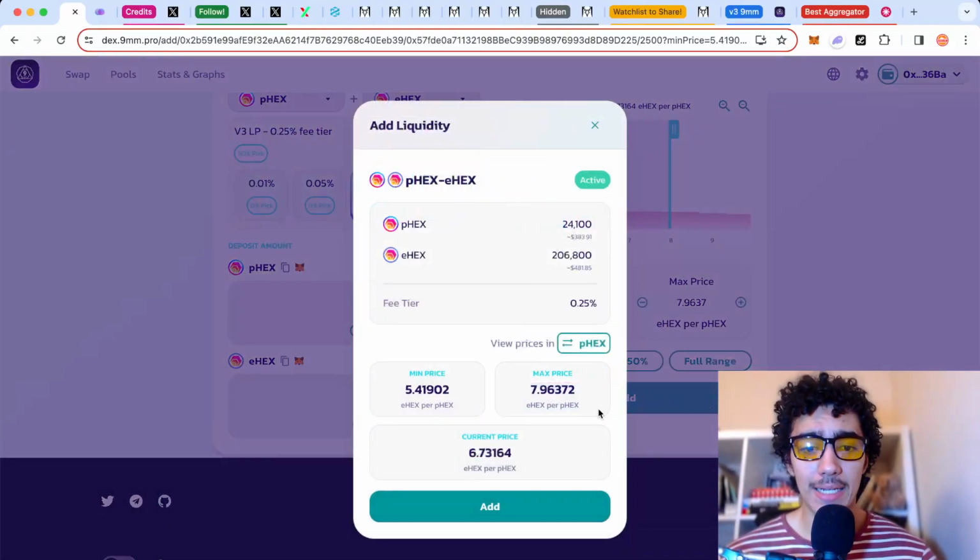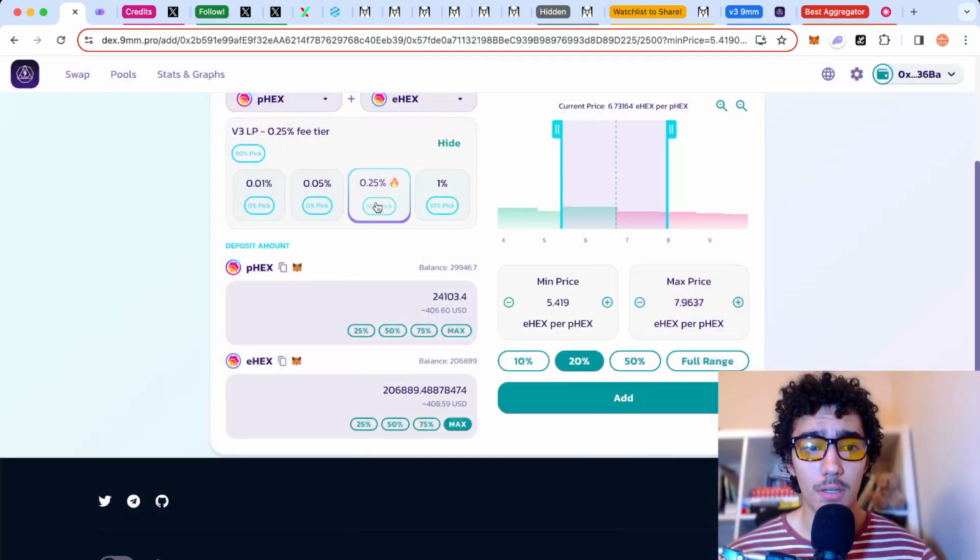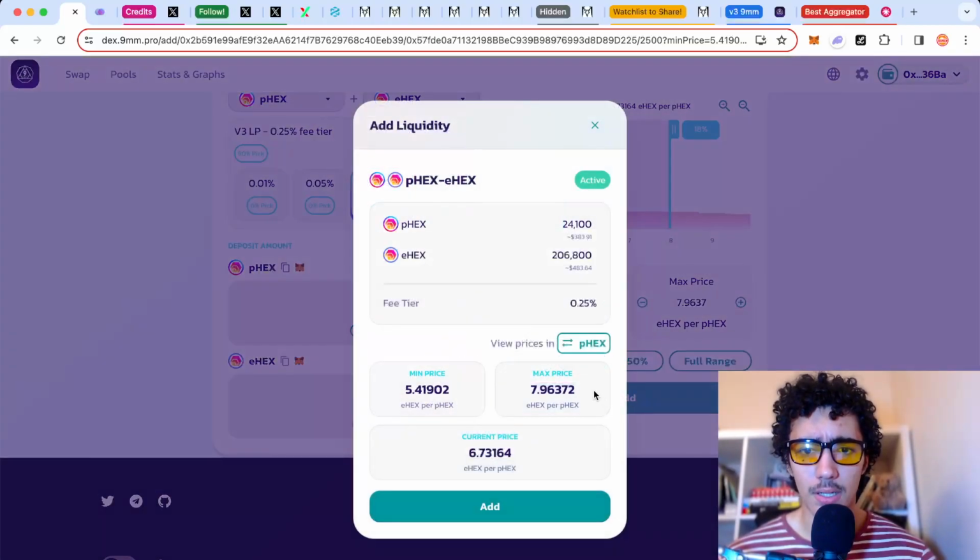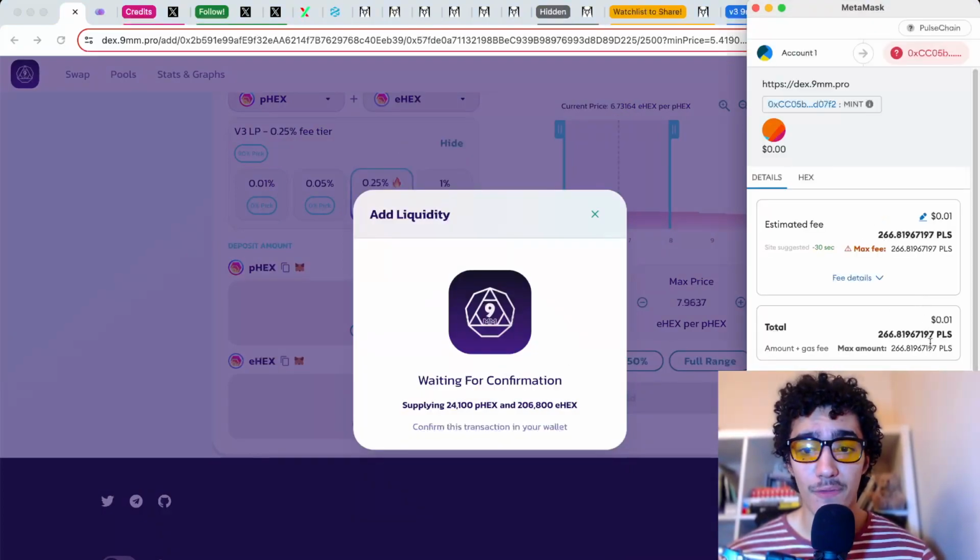So I'm going to click on add, guys. This is the moment of truth finally. And fee tier, 25%, because it tells you 90% of PHEX goes to that. So that's good. So yeah, that's basically it, guys. I'm going to click on current price. Finally, we're about to do this.